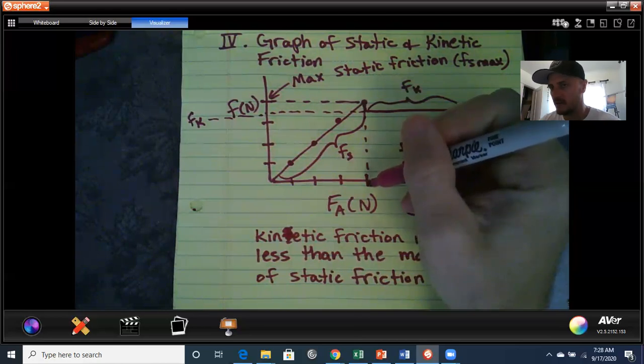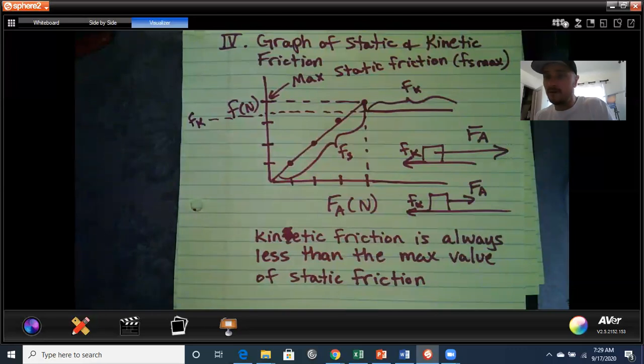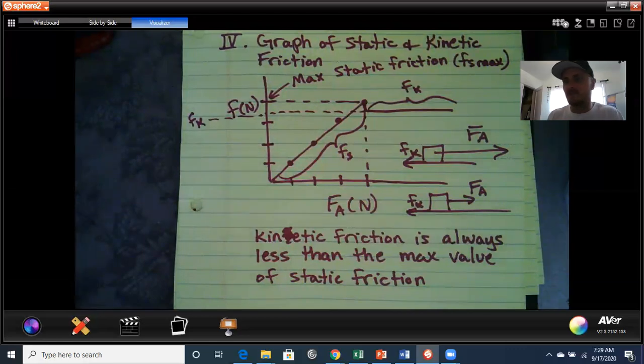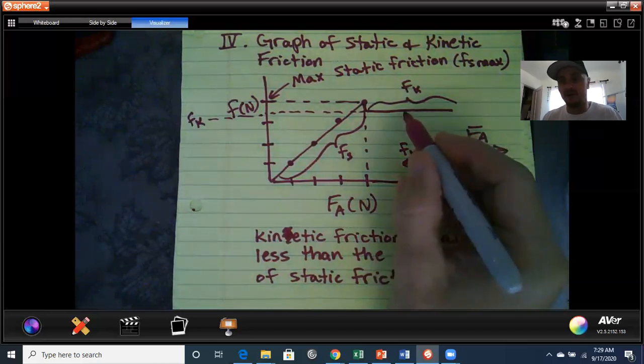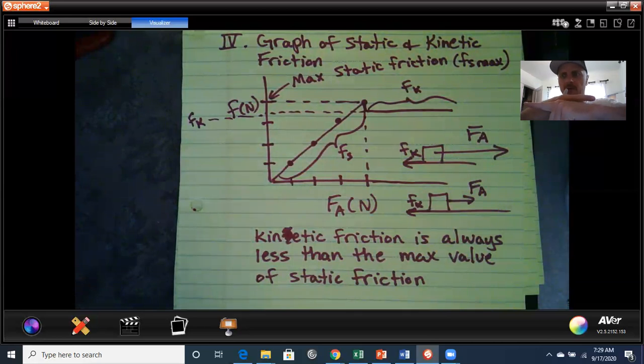Another interesting side note is if I have to apply like 20.1 newtons to get the thing sliding, as soon as it's sliding, I can actually back off again to 20 newtons to keep it sliding. It's interesting, right? So if I'm pushing with 20 newtons, it's not moving, it's not moving. But then all of a sudden, I go 20.1 in my example, and it starts to slide. Well, now what can I do? I can back my force off to 20 newtons again, because that kinetic friction value is less than the max static value, right?